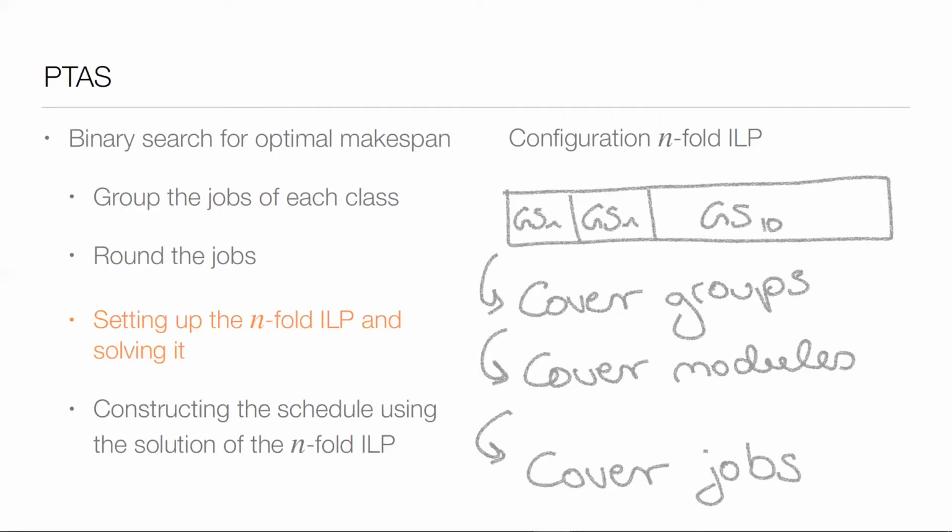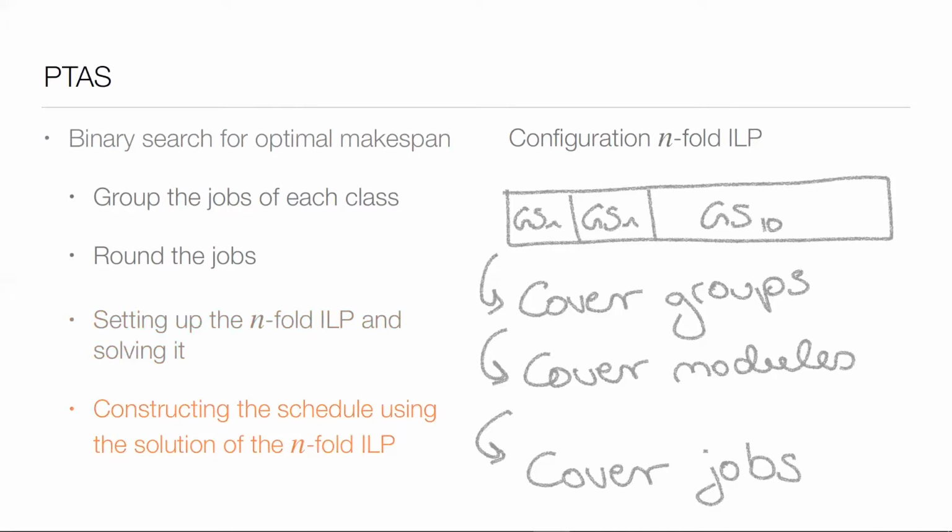So overall, in setting the variables correctly, this yields that we won't assign too many classes onto a machine, and we won't exceed the makespan. This is done by the sizes of the groups and modules and of the occurrences of different modules in the group. This is now an n-fold ILP, and we can solve it efficiently.